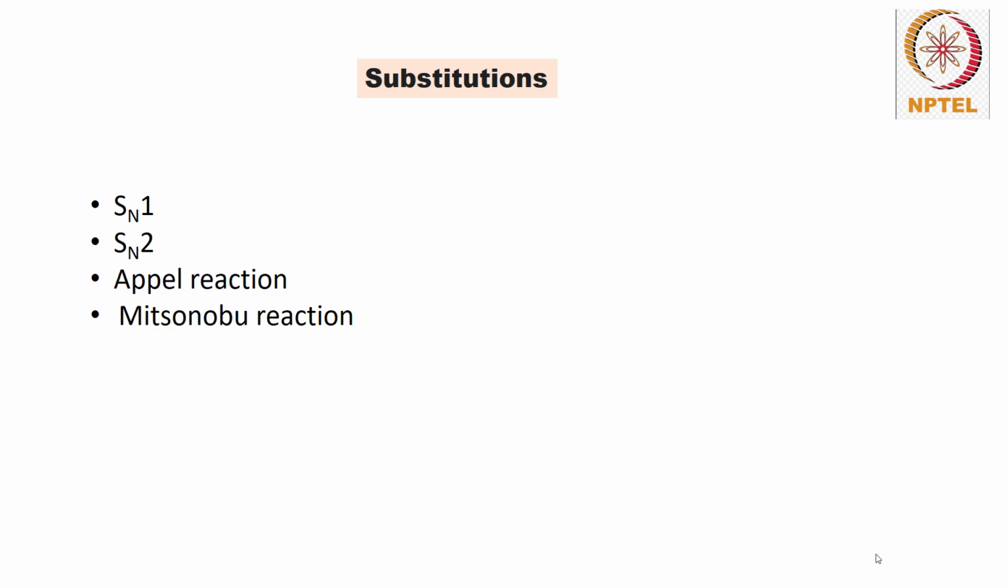Let's start. Today I will discuss different types of substitution reactions. We know about SN1 and SN2, so I will just give an overview, and then we'll solve questions based on that. Then, based on substitution reactions, there are two famous name reactions: the Appel reaction and the Mitsunobu reaction. First we will discuss SN1 and SN2. I am not going into deep concepts for these two because they are very well known to all of you, I guess.